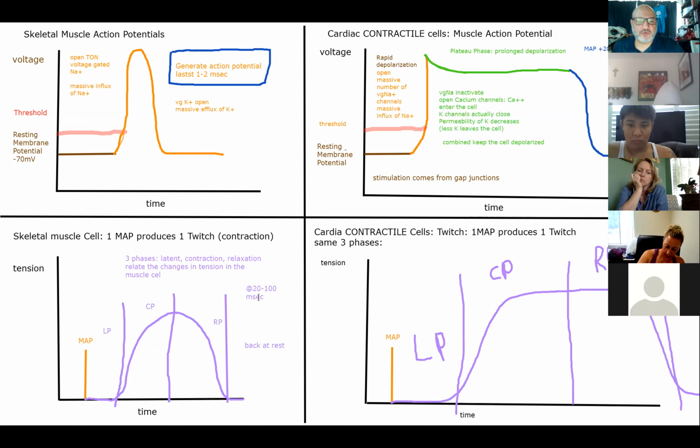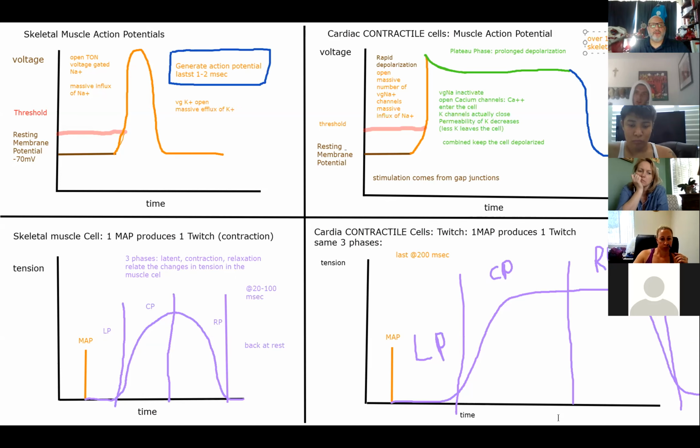Whereas here it was 20 to 100 milliseconds, remember, this single twitch is going to last around 200 milliseconds. Sorry, I got carried away here. Let's go back. This one doesn't last 200 milliseconds, but this action potential can be over 15 times longer than the skeletal muscle action potential. The twitch lasts over 200 milliseconds.